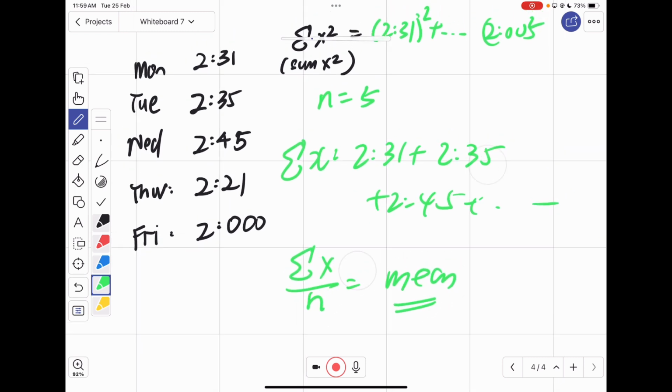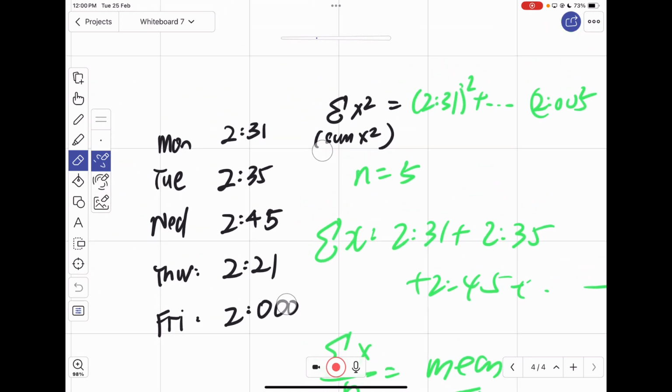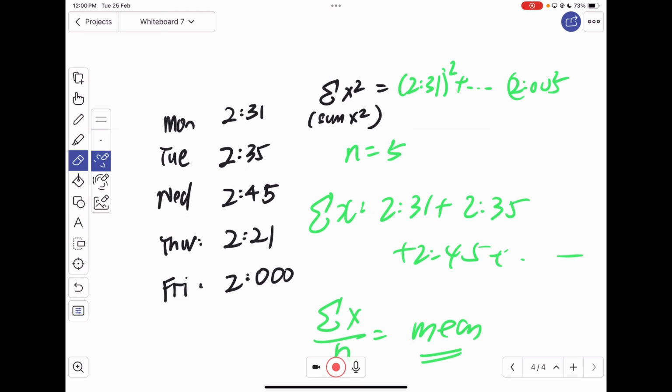Standard deviation means you are finding how far the values are from the mean. If your standard deviation is big, it means your values are spread out, not consistent. But if your standard deviation is small, that means you are very consistent.